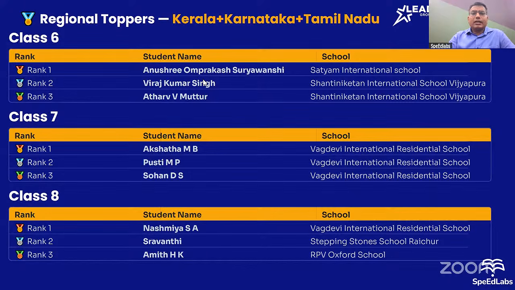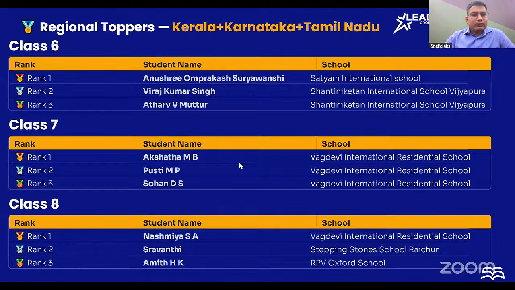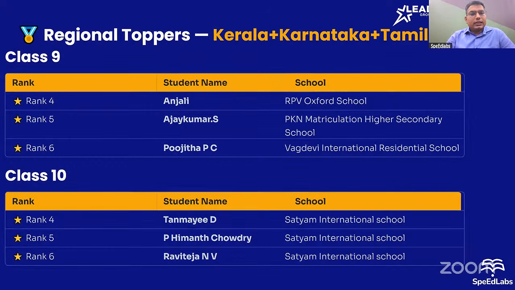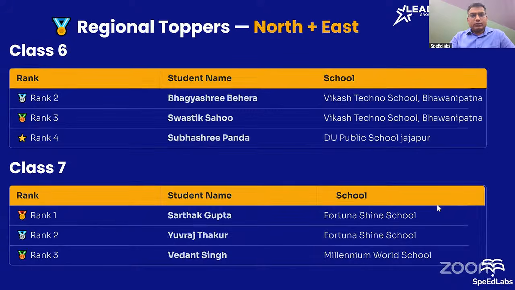If we go to Karnataka, Kerala, and Tamil Nadu for the 6th grade, there are 3 students. 2 are from Shantiniketan and 1 is from Satyam International School. For the 7th grade, we can see Akshita, Pusti, and Sohan from Vagdevi. So the students did really good at the regional level also. And for the 9th grade, we can see RPV Oxford School, Anjali and Ajay Kumar from PKN School, Ujit, Vagdevi School, and a 10th grade student from the Satyam International School.